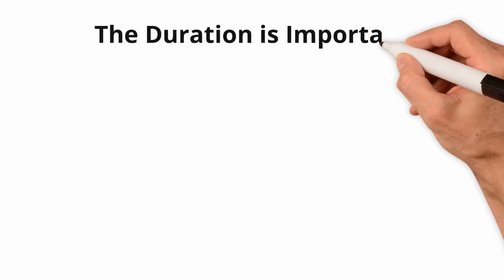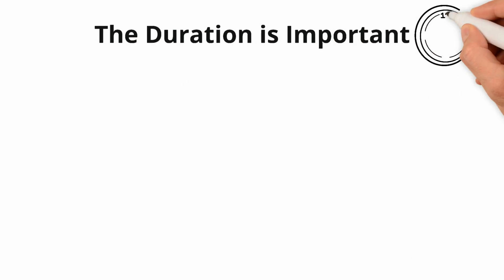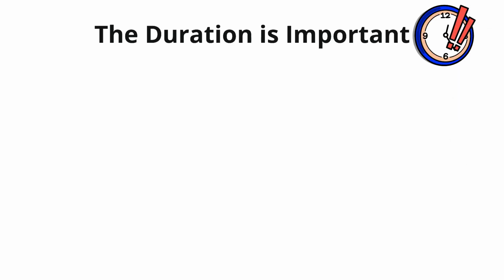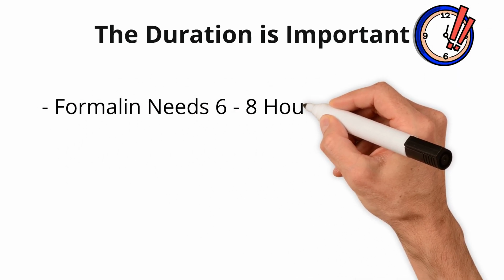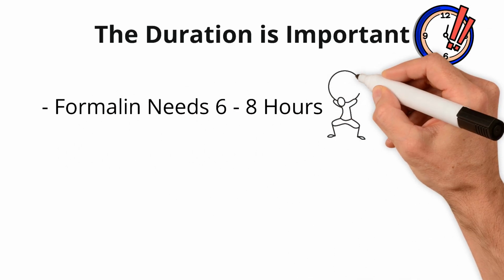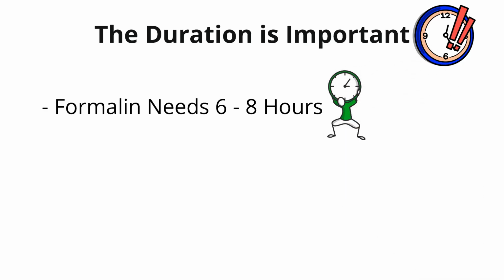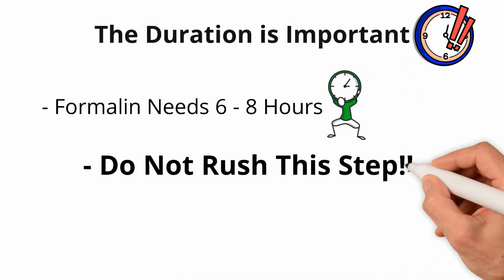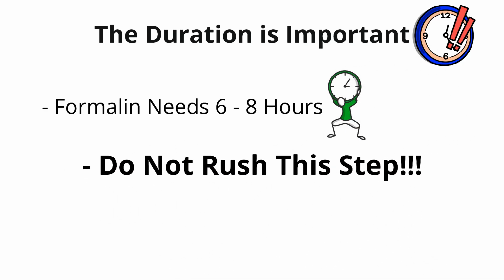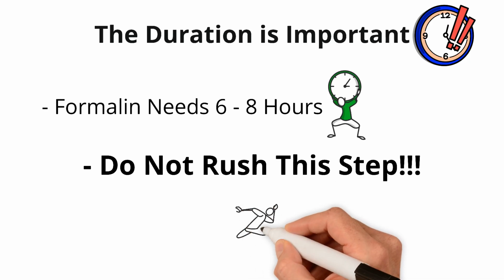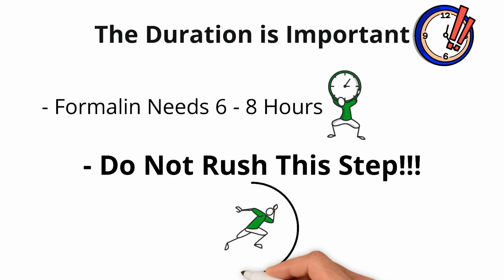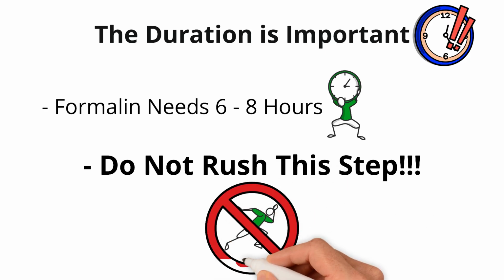The duration of fixation is just as important as speed. Fixatives like formalin need at least 6 to 8 hours, and some studies even recommend 30 to 40 hours for best results. Rushing this step can lead to poor staining, irregular structures, or artifacts that ruin the sample.